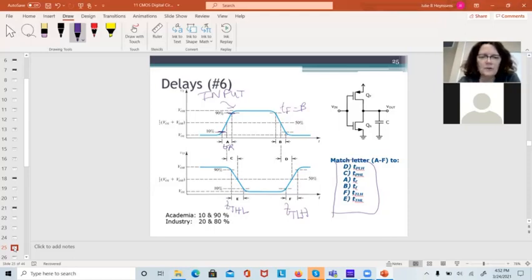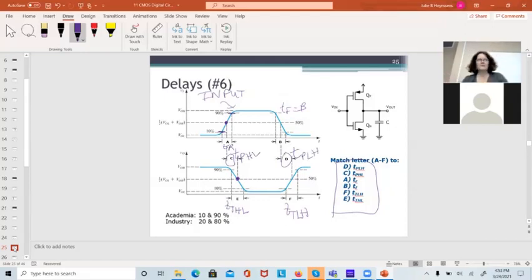So I make sure the input's really changing. It's up at its 50% level. And I know the output's really changing when it gets down to its 50% level. So this time C here is called the propagation delay. How long does it take for a signal to propagate through the array? So this is TP, and the next letters are referred to the output. So the output is going from high to low. So this is TPHL, and the other one, 50 to 50 on D, is going to be TPLH.